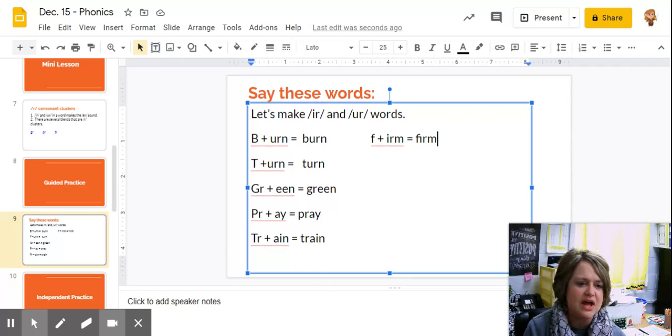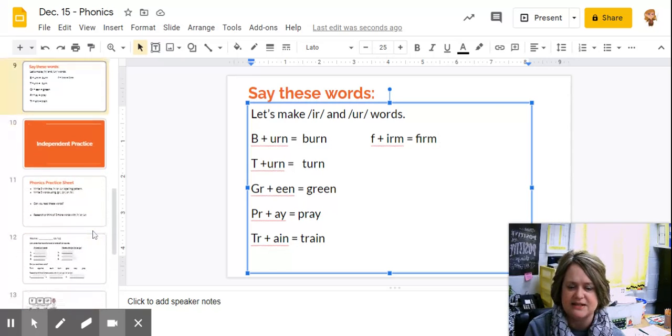Right? So if you want to pause to get those words written, you can pause the video and write those in your journal or on your whiteboard. And then you can go ahead and press start, and I will tell you about independent practice.